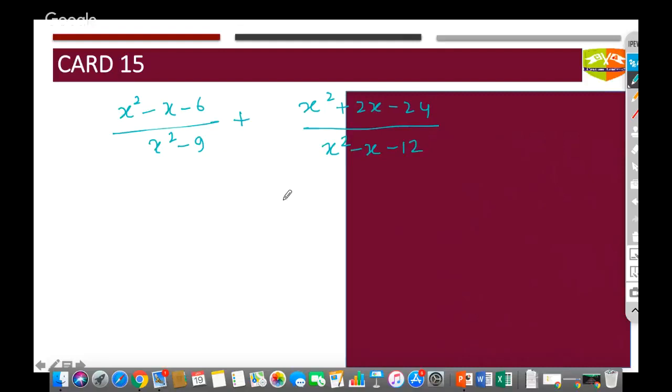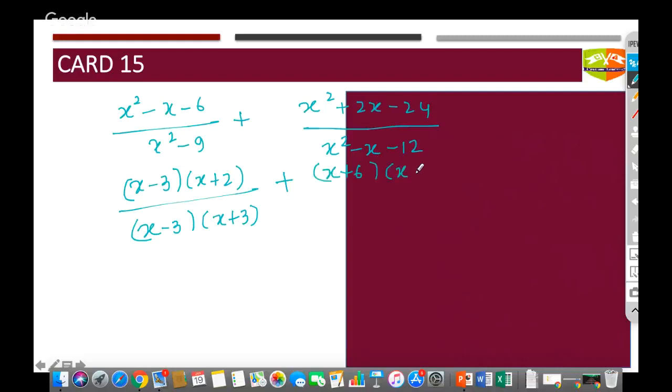So here in this question also, first I'll do the factorization, and then I'll do the addition. This numerator can be written as (x minus 3)(x plus 2). The denominator can be written as (x minus 3)(x plus 3). It is a square minus b square form, so (a plus b)(a minus b), where a is x and b is 3. And the second numerator is nothing but (x plus 6)(x minus 4), and the denominator is nothing but (x minus 4)(x plus 3).